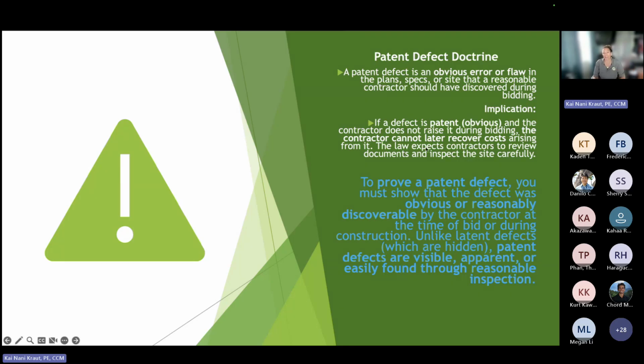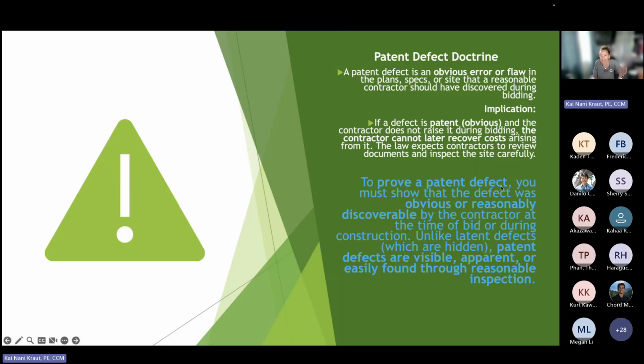So the implication is if a defect is patent or it's obvious. So I know on Kauai we have this rumble strip issue. I'm not super familiar, but this is what I was thinking of when I thought of patent. Was it obvious? Because if a contractor doesn't raise it during bid and then comes back, they cannot recover costs. And this is also in your contract. They don't raise it during bid and it's obvious, they can't cash in during construction. So we can deny it because if it's a patent defect, an obvious defect, and you didn't bring it up during bidding, you accept that condition. They have waived their right. They have accepted the condition.